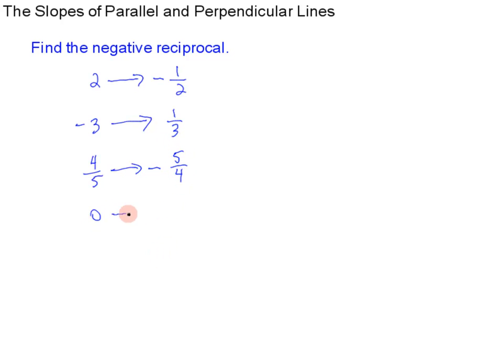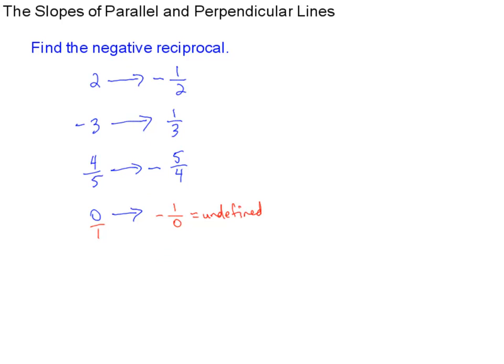The negative reciprocal of 0, now 0 is not positive or negative, and its negative reciprocal is not positive or negative either, because 0 you could think of as 0 over 1. So its reciprocal is 1 over 0, and it doesn't matter if it's negative or positive because this is undefined. So the negative reciprocal of 0 is undefined. And similarly, the negative reciprocal of undefined is also 0.